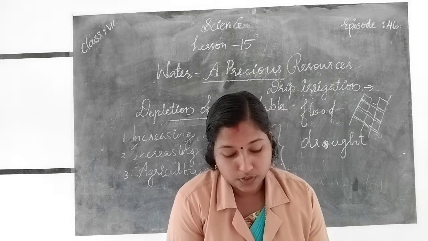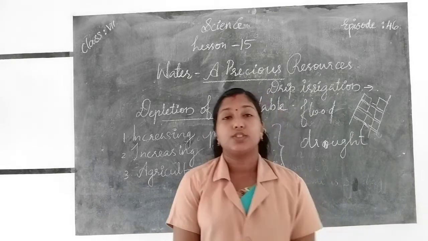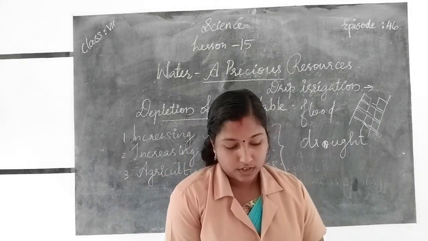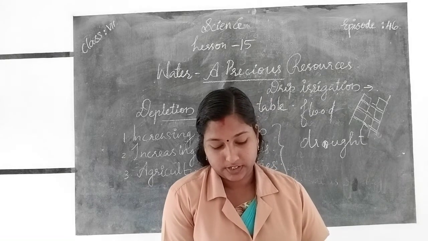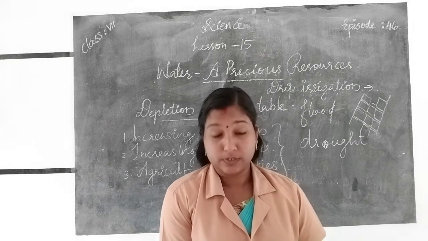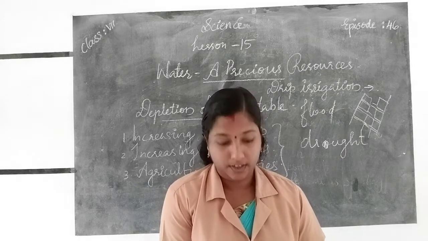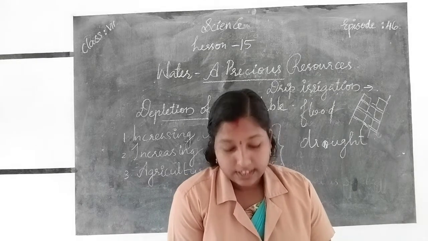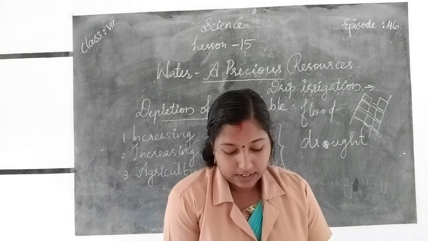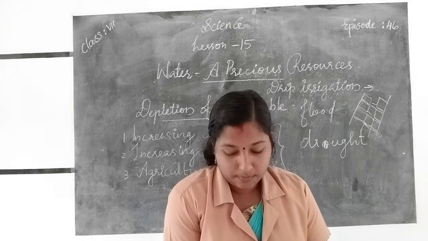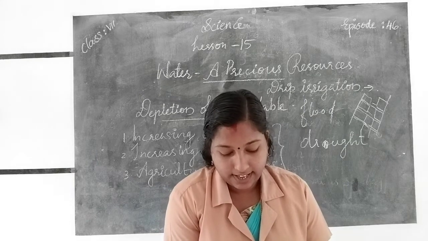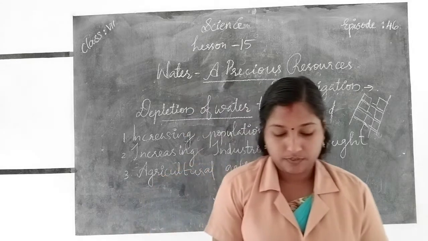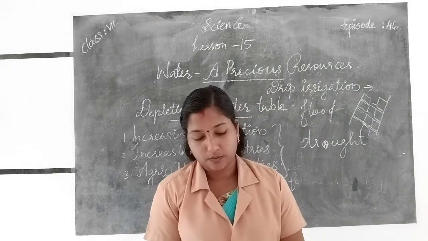Next we learn about forms of water. What are the three forms of water? Solid, liquid and gas. Which are the different solid forms of water? We can see the solid form of water in snow and ice. It is present in ice caps at the poles of the earth, snow covered mountains and in glaciers.